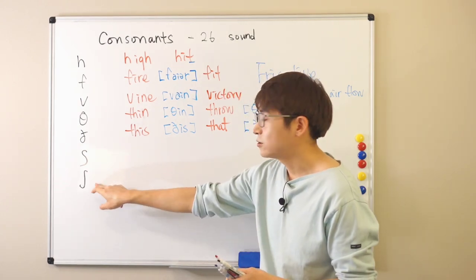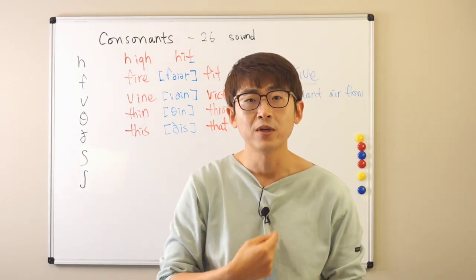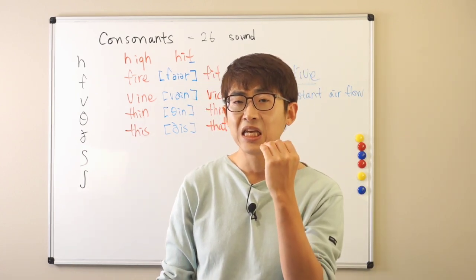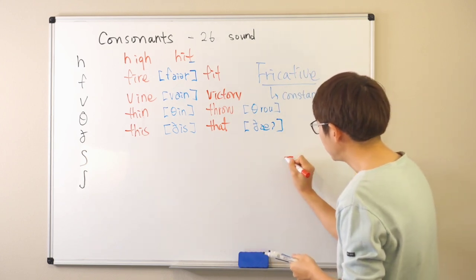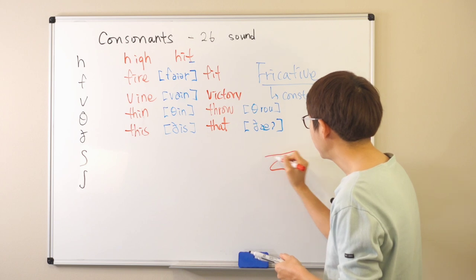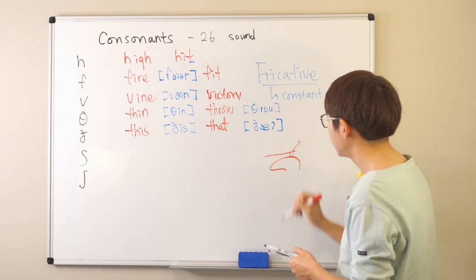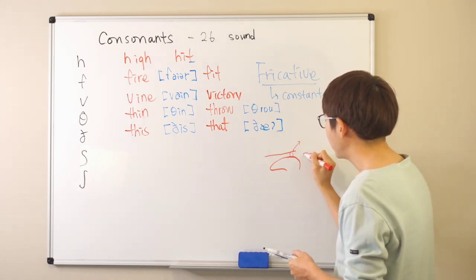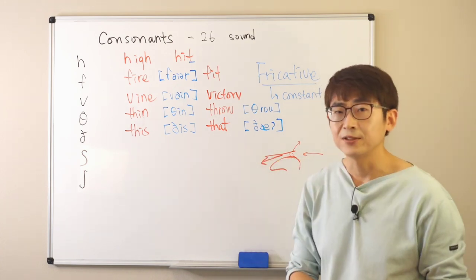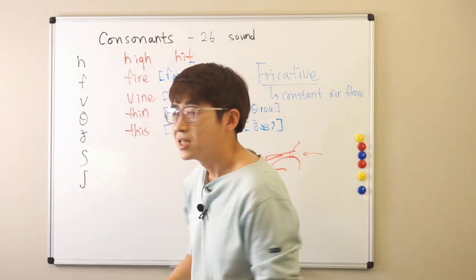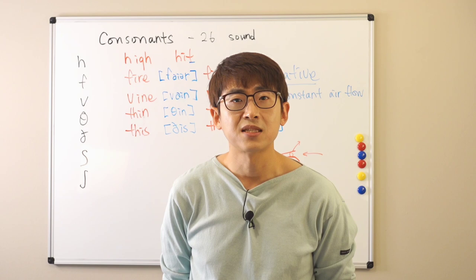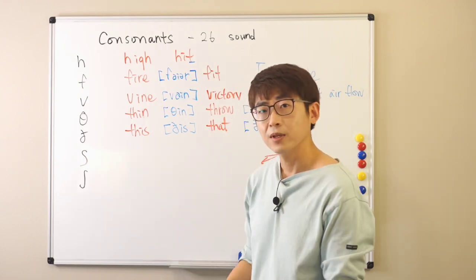For this one, you have to make your mouth in a circular shape. Shh. However, for this one, you just have to open your mouth slightly and your tongue flat but toward the top of your mouth and make a slight opening, so that the air passes through and make that air sound slightly. So that's the sound of S, okay?